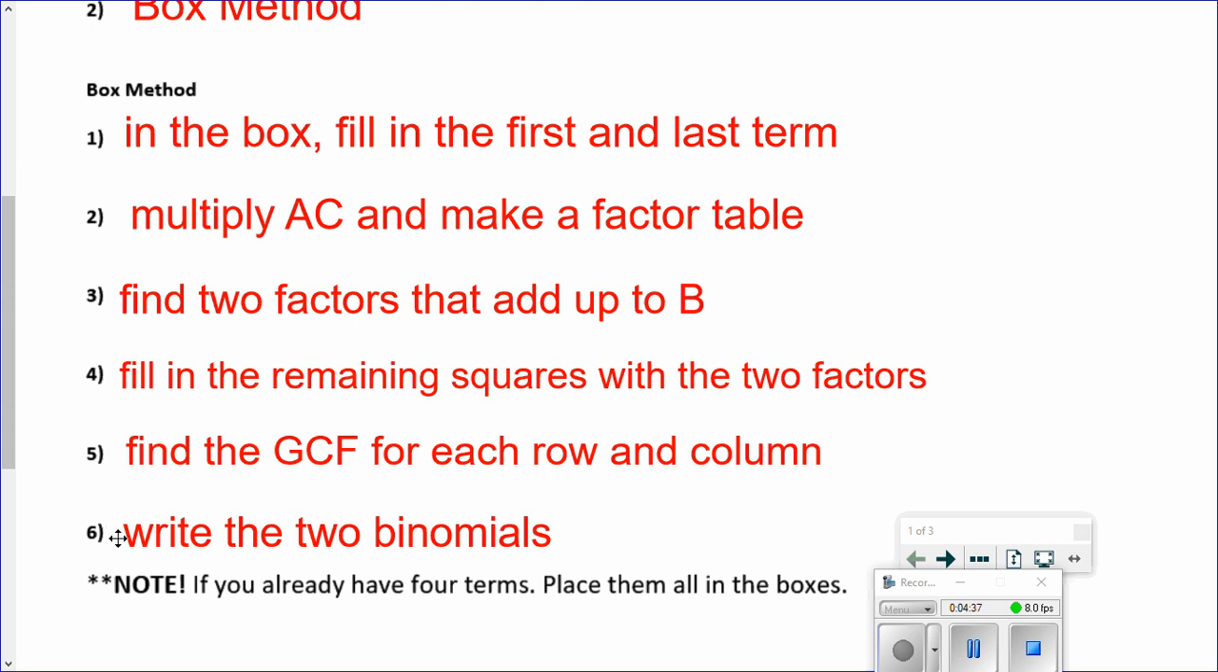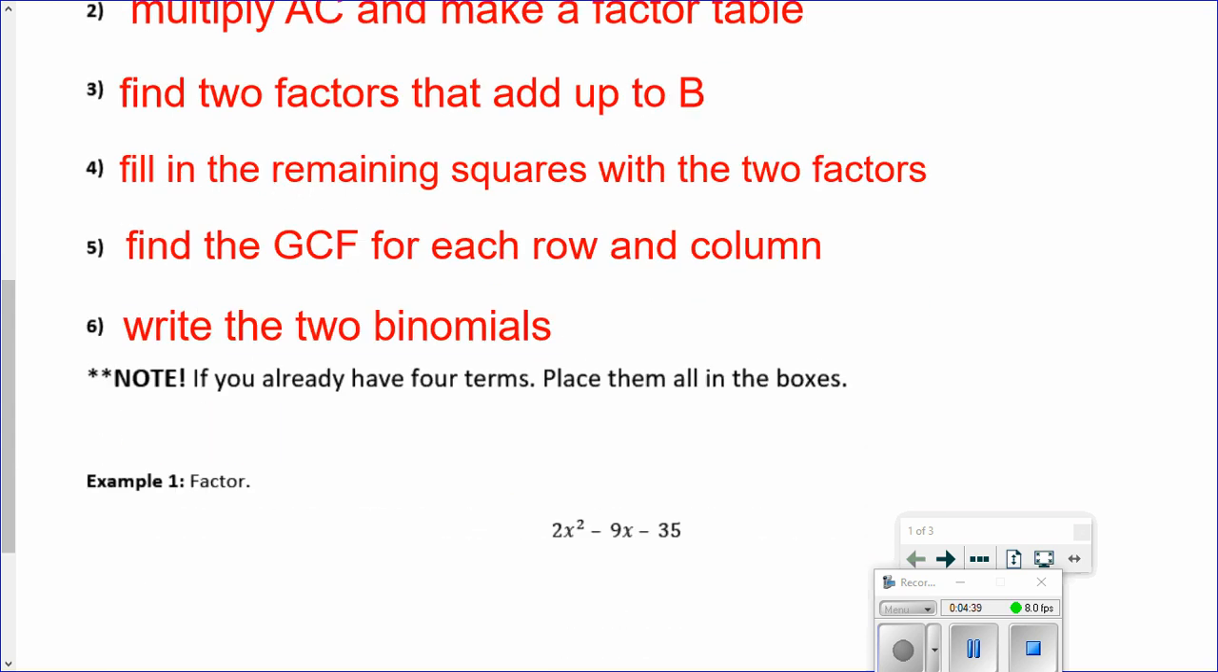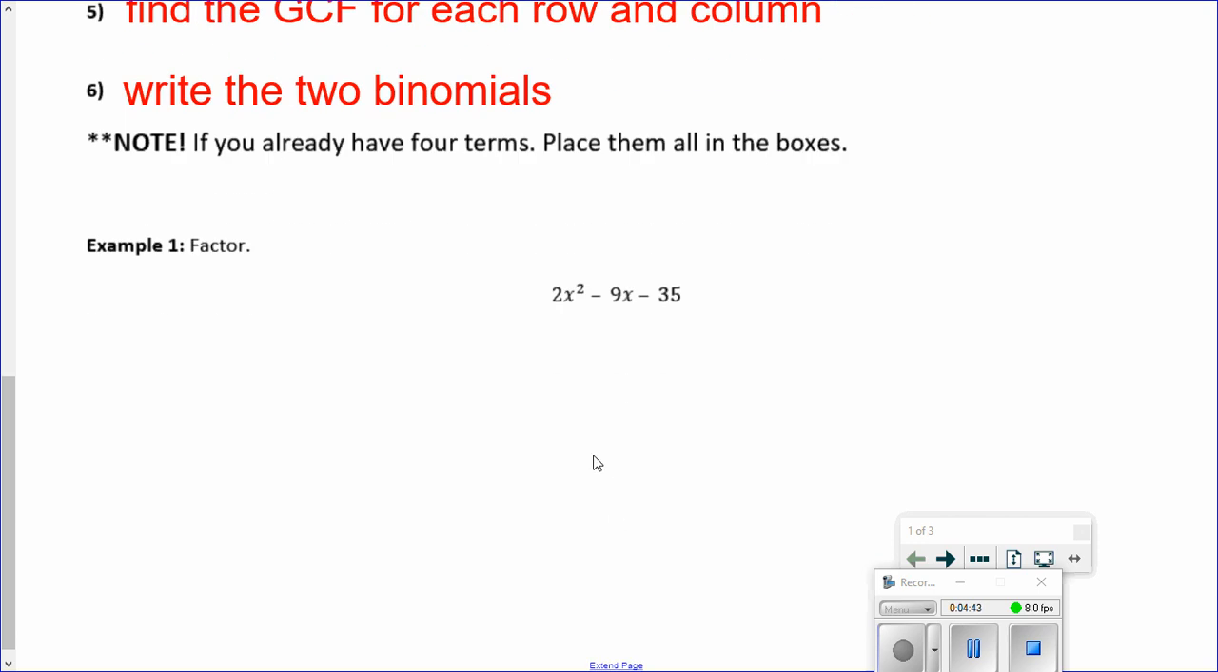So let's look at an example. We have 2x squared minus 9x minus 35. So the very first question we want to ask, is there a GCF? Is there something that I can divide all 3 terms by? Well, if I look at the numbers, I have a 2, a 9, and a 35. Nothing. I can't divide that by anything.